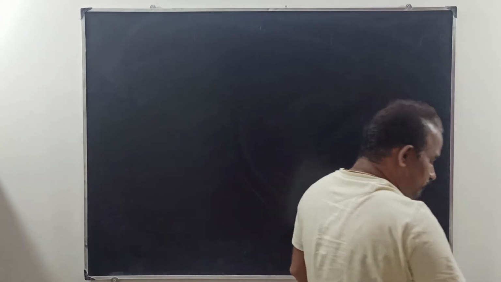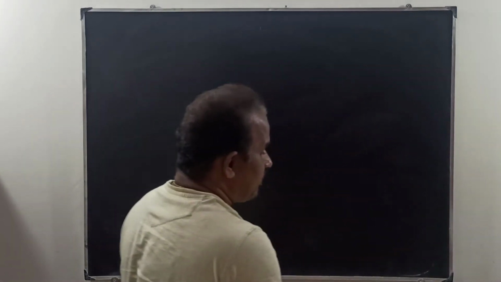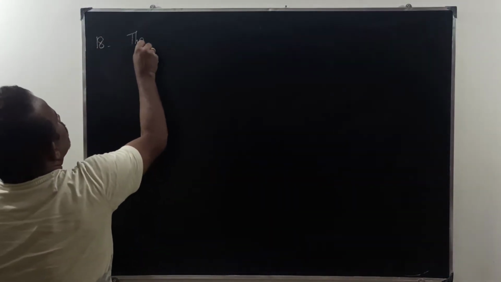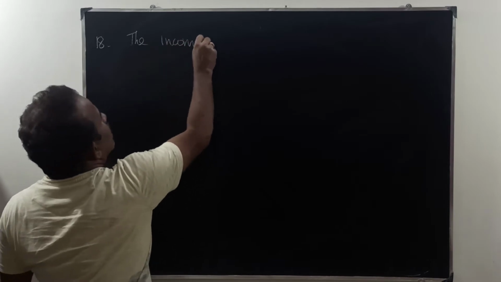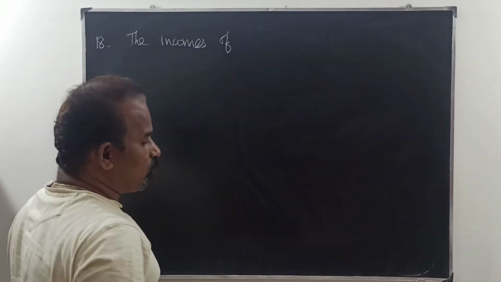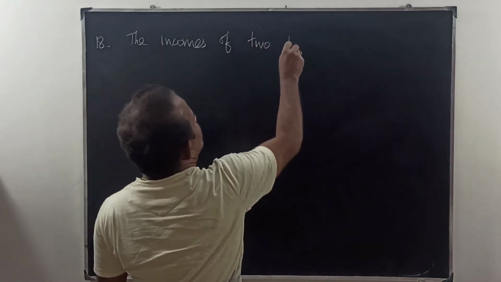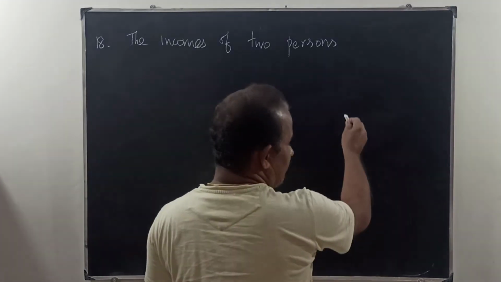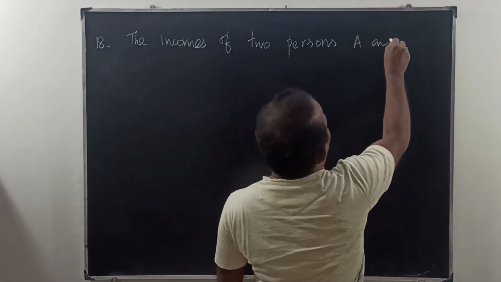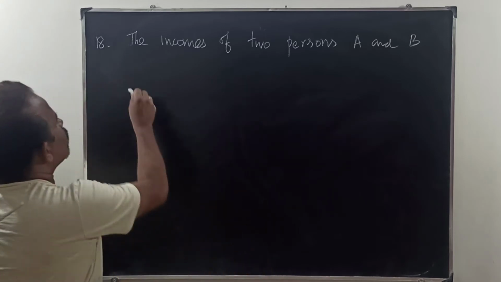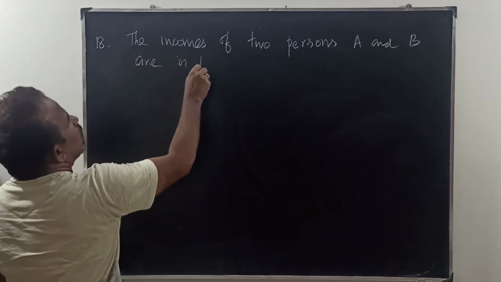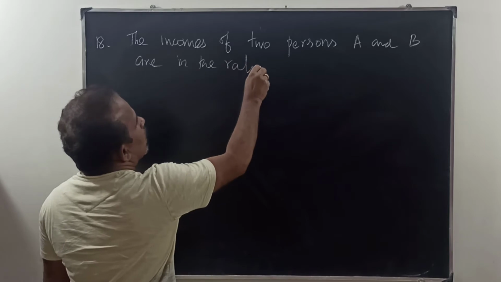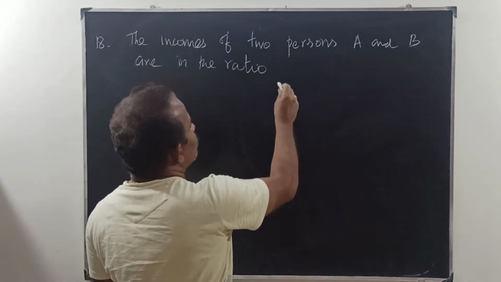Next question is 18. The incomes of two persons A and B are in the ratio 3:4.